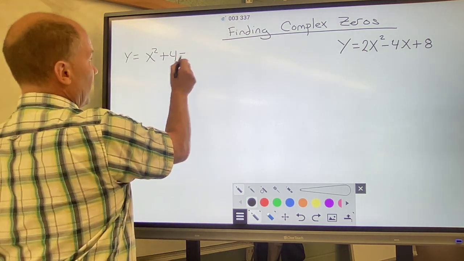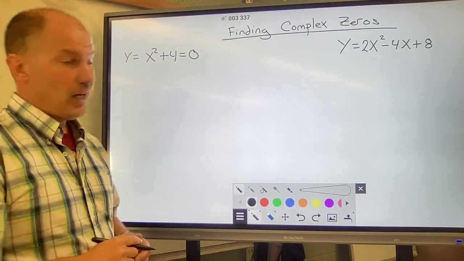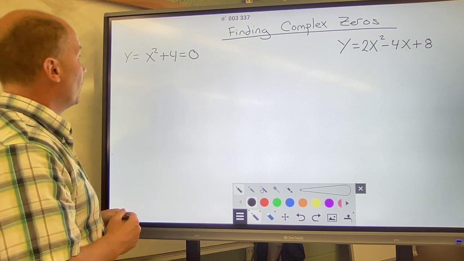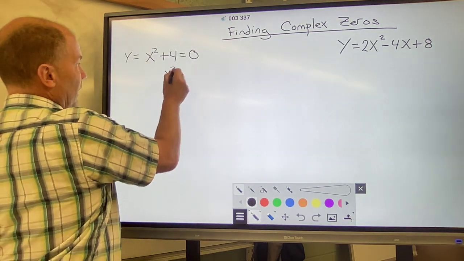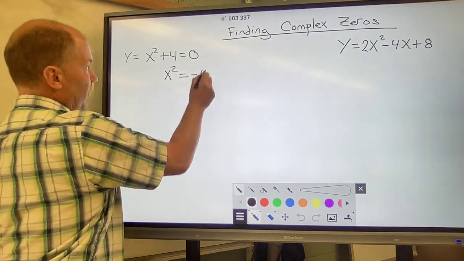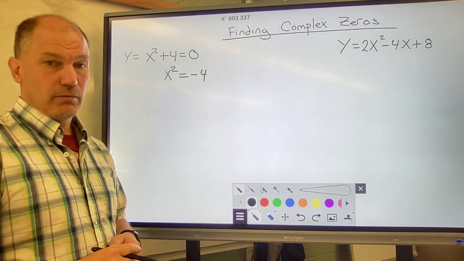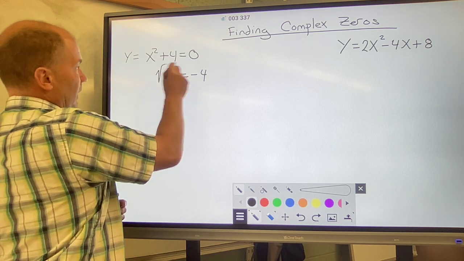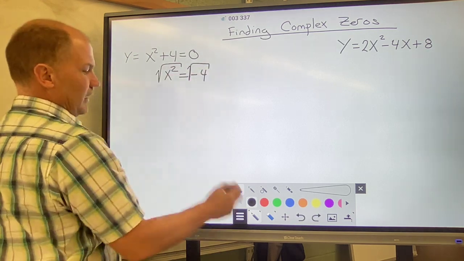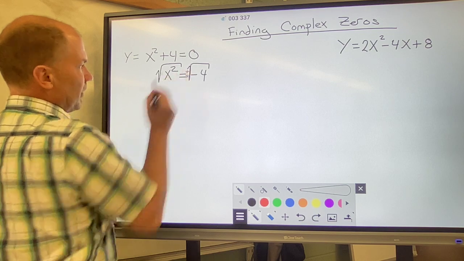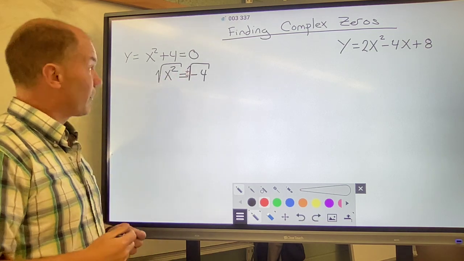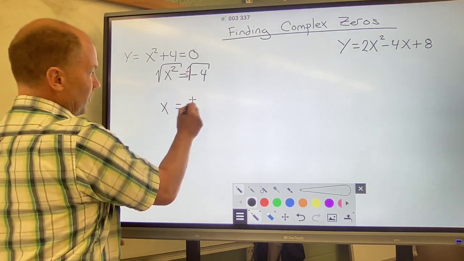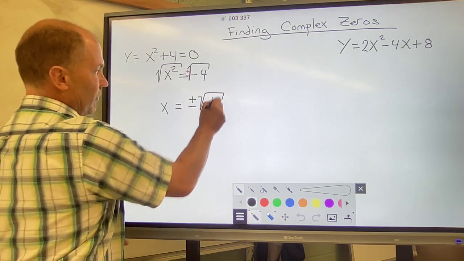So we, as always, set these equal to 0. This one's easy because there's no linear term, there's no bx. We can actually just go x squared equals -4. I subtracted 4 from both sides. To get rid of the square, I take the square root of both sides. What I need to remember is put in the plus or minus. That's our job to remember that. And once I do that, I'll get x equals plus or minus the square root of -4.